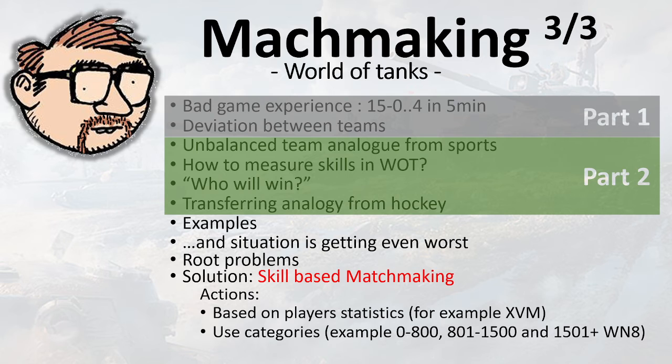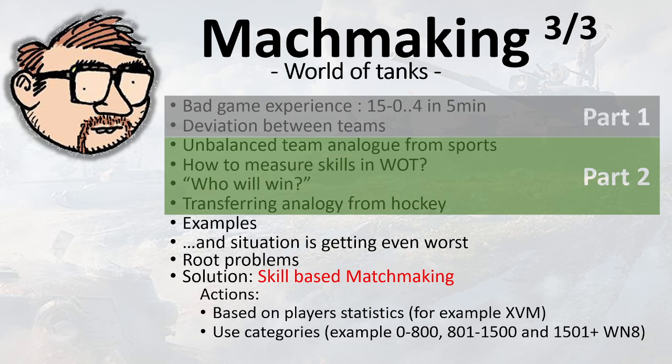One of the most important things in this skill-based matchmaking is to use categories. So these are examples. We have three categories where these are XVM values or VN8 values. In the first category, matchmaking only players who have a 0 to 800 value on the XVM or VN8. The next category would be 800 to 1500, and then 1500 plus.